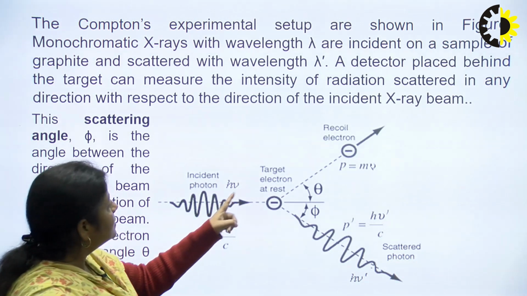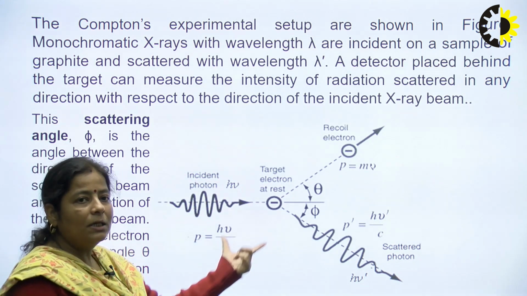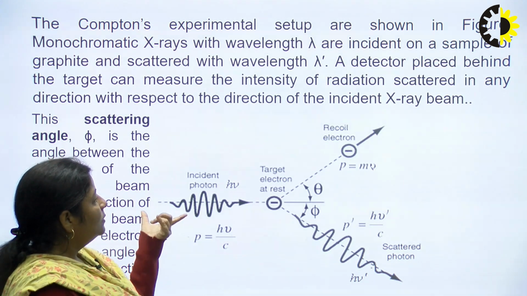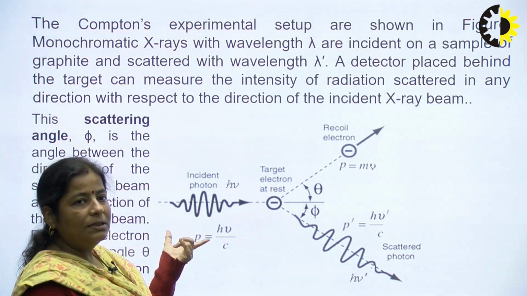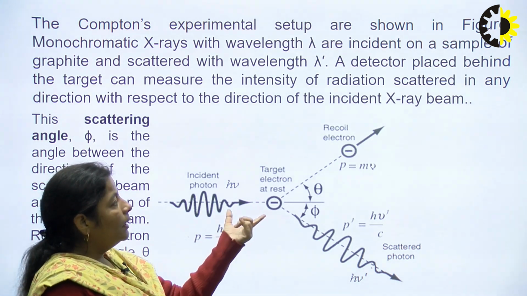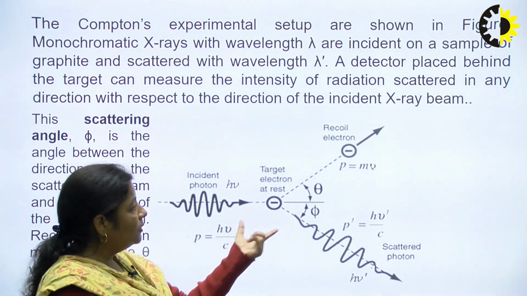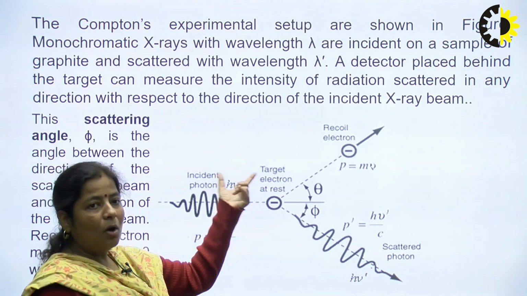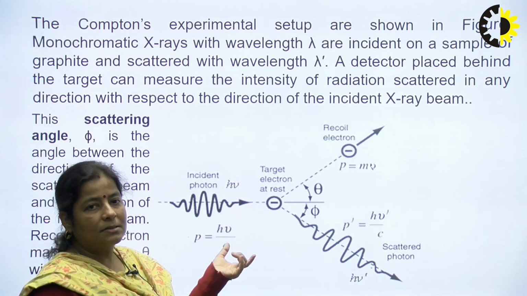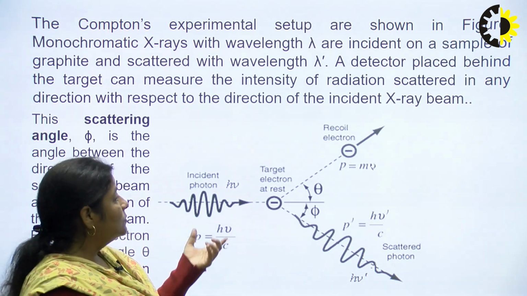We can look at this. Before collision, we are here. All right. So, before collision, this incident photon is having energy, let us say h nu. And before collision, what is happening to this electron which is present in the target material? The electron is at rest because there is no collision. So, it is at rest.